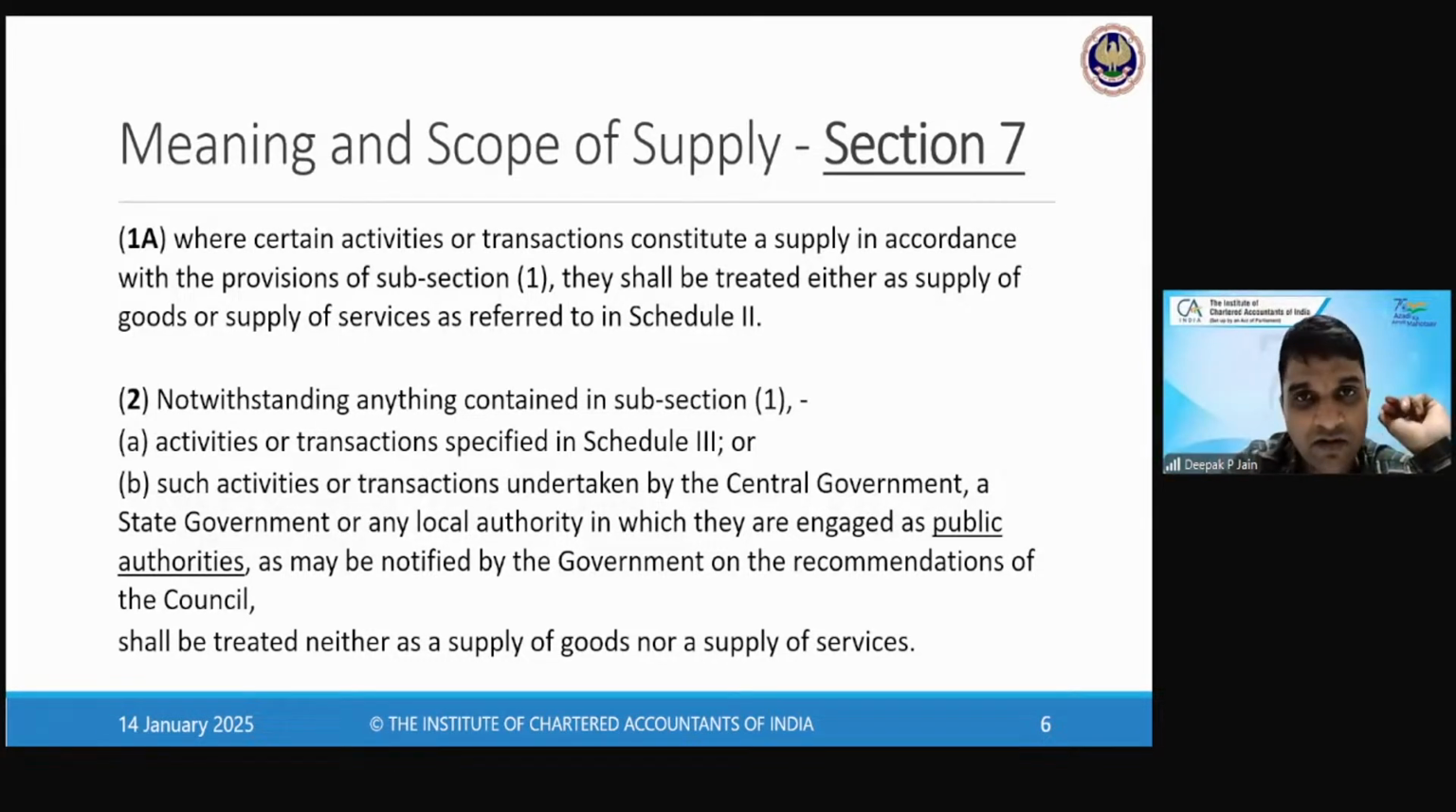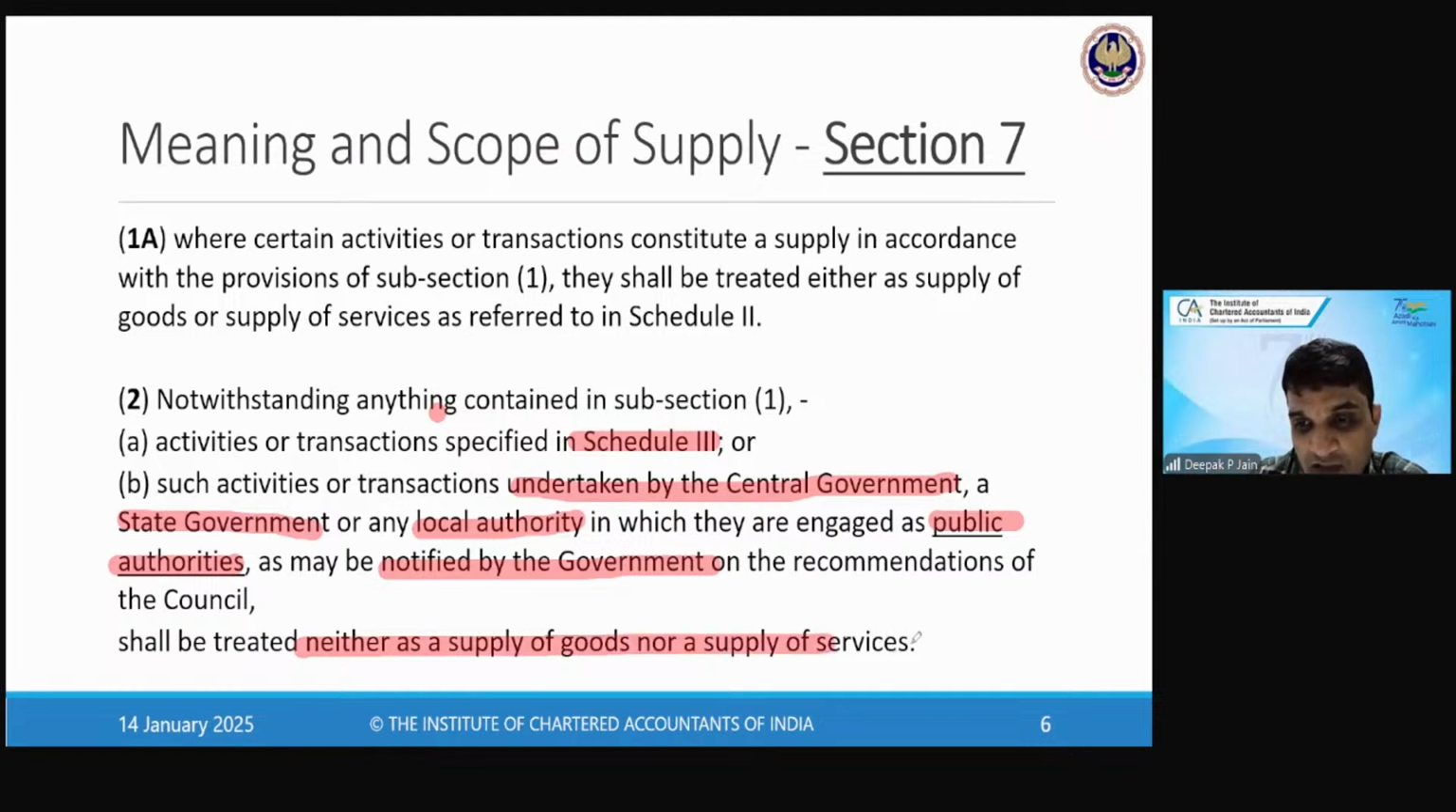हमने जब 7 पढ़ा था, 7(1)(a) पे जोर दिया, 7(2) पे जोर नहीं दिया था, क्योंकि तब उसका रेलेवेंस पता नहीं चलेगा। लेकिन अभी हमको पता चल रहा है कि जब गवर्नमेंट एक्टिविटीज और ट्रांजैक्शंस करती है, फर्स्ट शेड्यूल 3 बोल दिया कि शेड्यूल 3 की एक्टिविटीज हटा दीजिए, और एक्टिविटीज और ट्रांजैक्शंस अंडरटेकन बाय द सेंट्रल गवर्नमेंट और स्टेट गवर्नमेंट और लोकल अथॉरिटी, जो म्युनिसिपैलिटीज हैं, in which they are engaged as public authorities, as may be notified by the government on the recommendation of the council, shall be treated neither as supply of goods nor a supply of services.